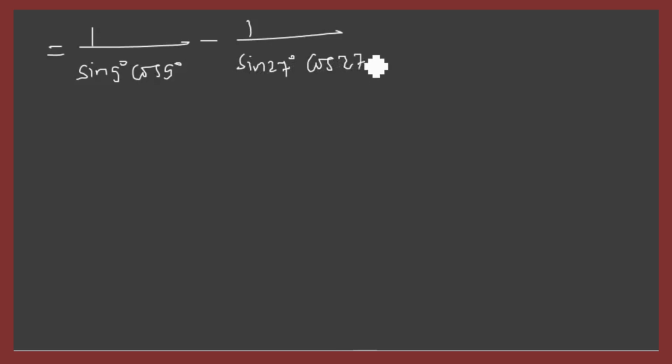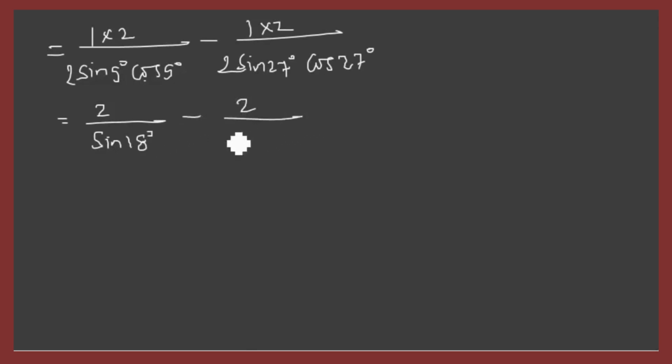Now what I do here is I multiply here by 2 and here also by 2. The formula for 2 sin a cos a is sin 2a, so this becomes sin 18 degree, and this becomes 2 by sin 2a, so sin 54 degree. The value of sin 18 degree is (√5 minus 1)/4. I will explain the derivation of this.